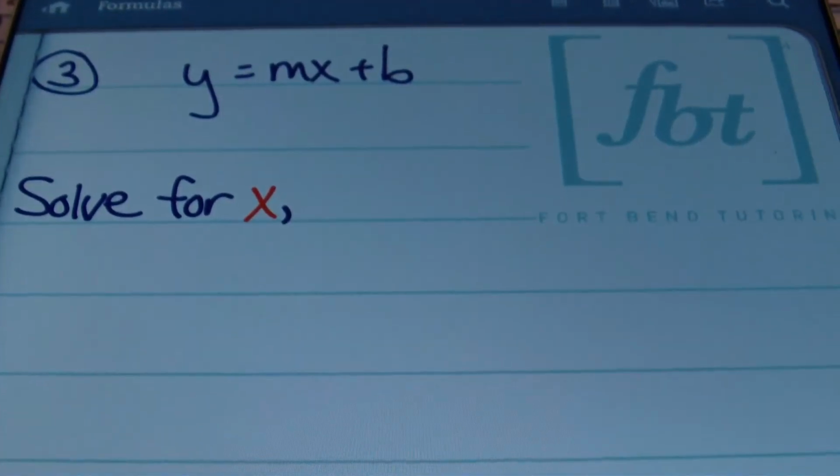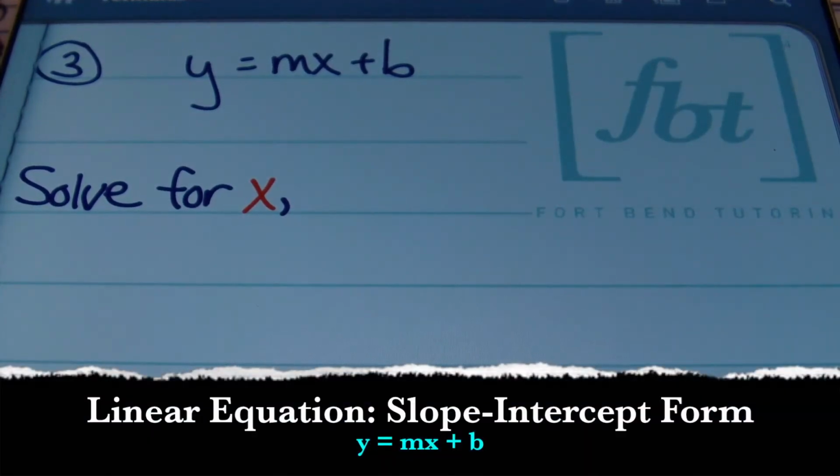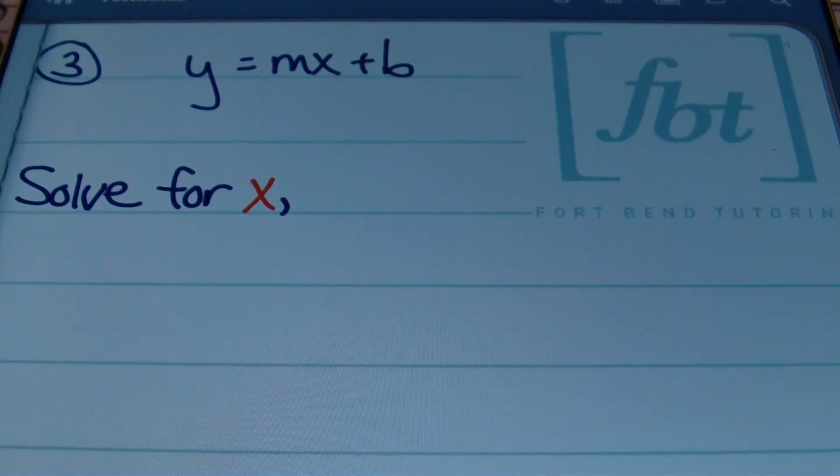All right. From here on out, we're going to focus on formulas and simply isolating the variable that they're asking for. So in problem number 3, what you have before you is the slope-intercept form of a linear equation. Y equals mx plus b, where m is equivalent to the slope and b is the y-intercept. Remember, a formula is an equation with purpose, and this one definitely has a purpose. So what we're going to do here is solve for x, all right?